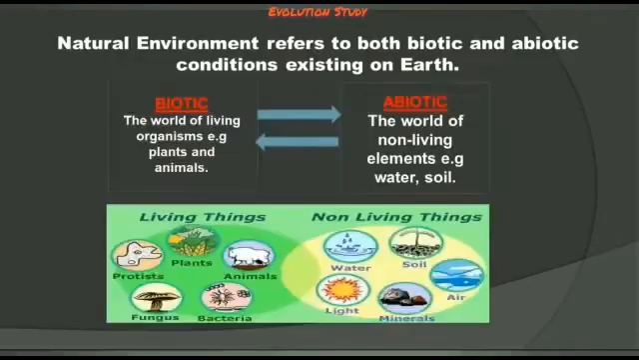Now we move on to the different types of natural environment. Natural environment refers to both biotic and abiotic conditions existing on the earth. Now what is biotic? The world of living organisms, example, plants and animals, falls under this category. And what are abiotic? The world of non-living elements, example, water and soil.